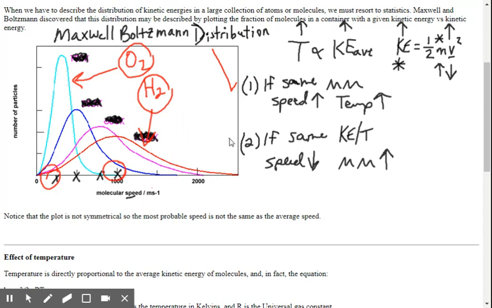So these are the two types of questions that they love to ask. Super simple as long as you know how to read your graph correctly. Now remember, it's not the height of the peak that we're working with there. It's technically the area under the curve. So I hope that helps you out a little bit.